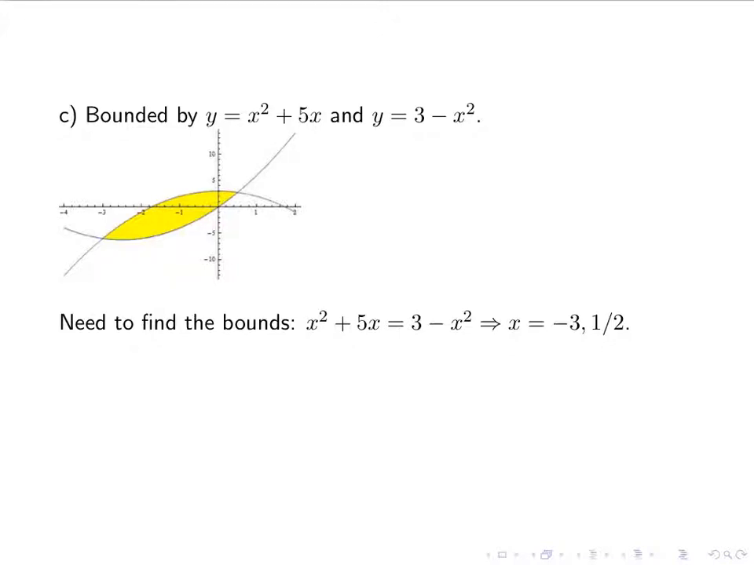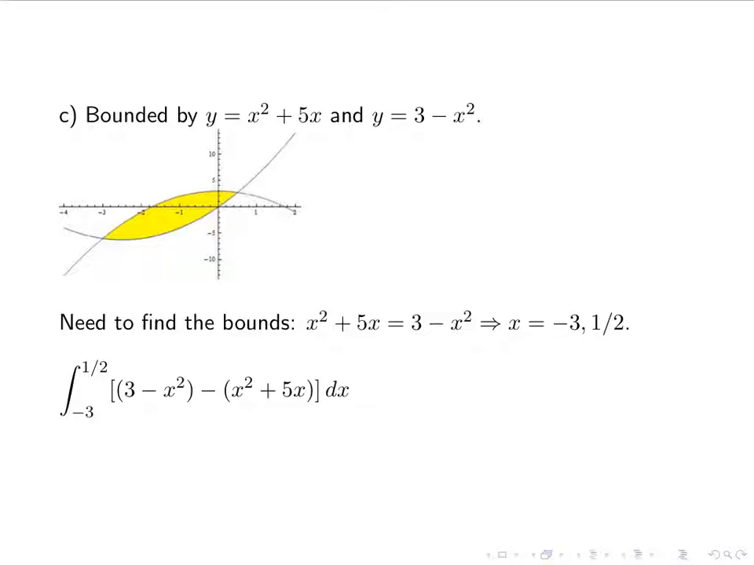And hopefully you can tell it'd be a lot easier to do top and bottom. So the top function is again this downward facing parabola, which is 3 minus x squared, and the bottom function is the normal sided parabola, which is x squared plus 5x, the opening upwards parabola.